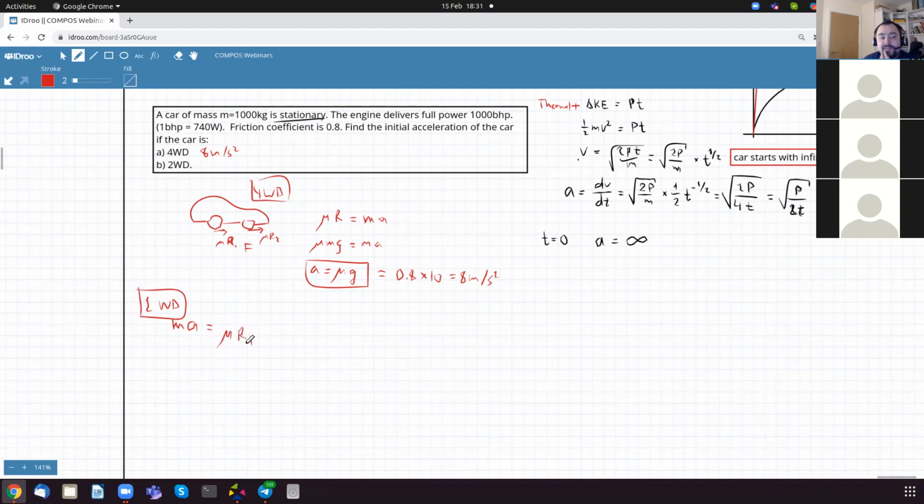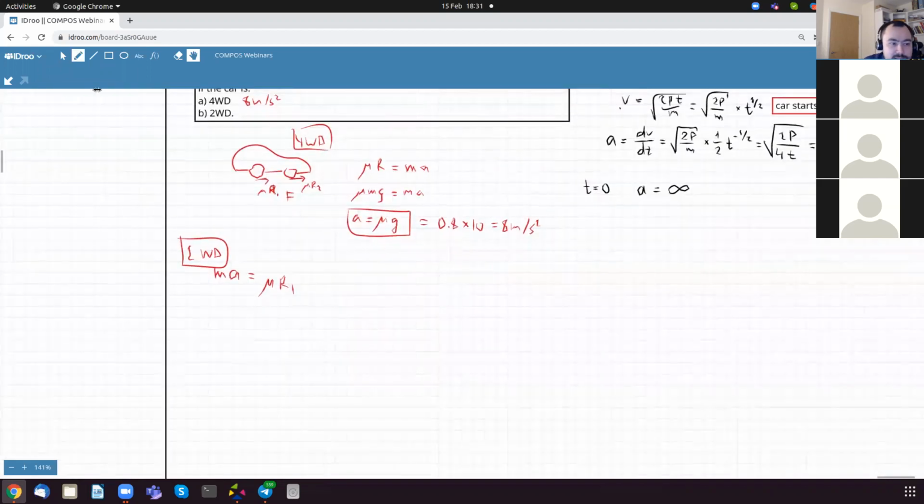And we can safely assume that half of the reaction force is delivered by the back wheels, although in true racing cars, it's more than that. It's about 60-70% of the mass of the car is pushing on the back wheels. Anyways, ma equals mu R1, which is safe to say 1/2 mu mg. Therefore, acceleration is equal to half mu g. So it's 4 meters per second squared. Very simple.